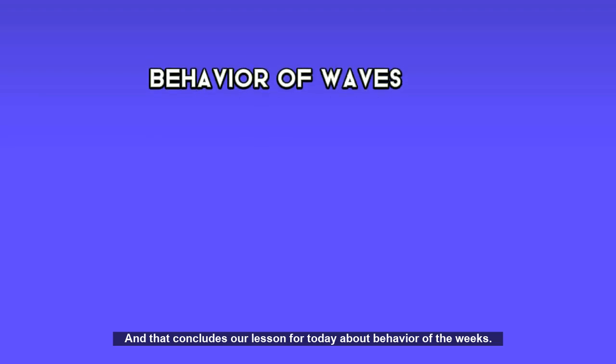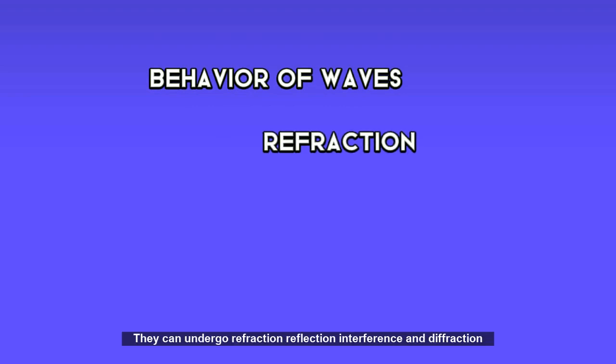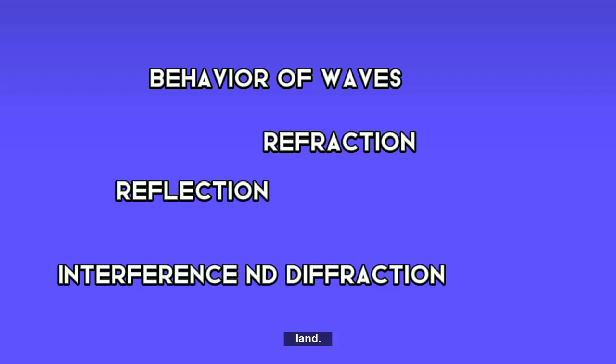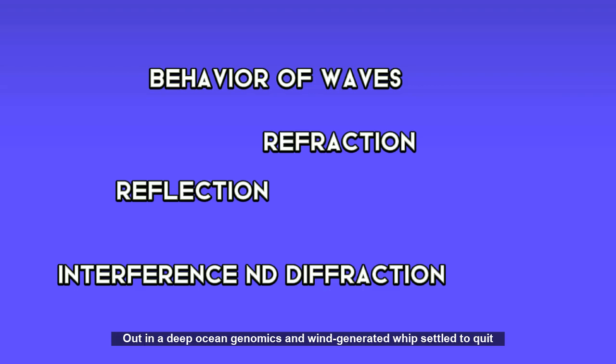And that concludes our lesson for today about the behavior of waves. In this lesson, all waves behave in certain characteristic ways. They can undergo refraction, reflection, interference, and diffraction. These basic properties define the behavior of a wave. Anything that reflects, refracts, diffracts, and interferes is labeled a wave. This behavior of waves can help us understand how water waves interact with land, and how, out in the deep ocean, tsunamis and wind-generated waves settle to create steady, predictable wave patterns.